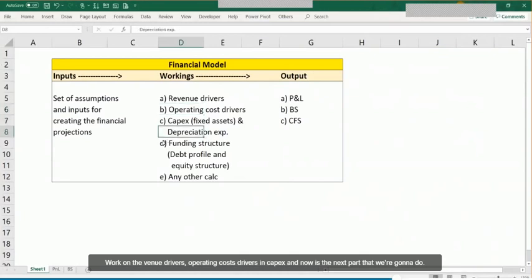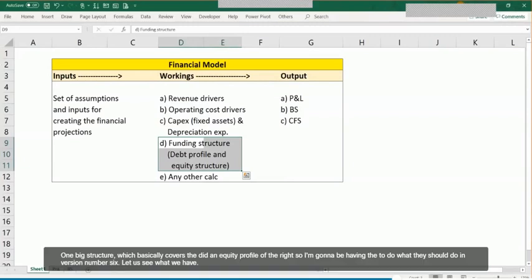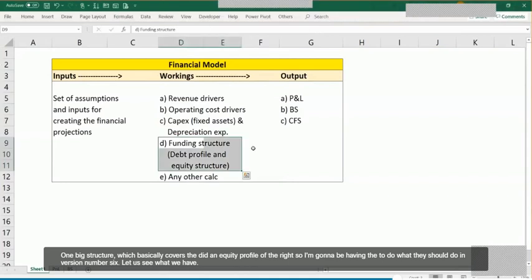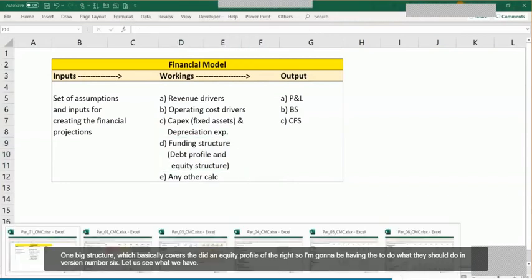Now the next part that we're going to be working upon is the funding structure, which basically covers the debt and equity profile of the company, right? So I'm going to be having the debt schedule and equity schedule in version number 6. So let us see what we have over here.